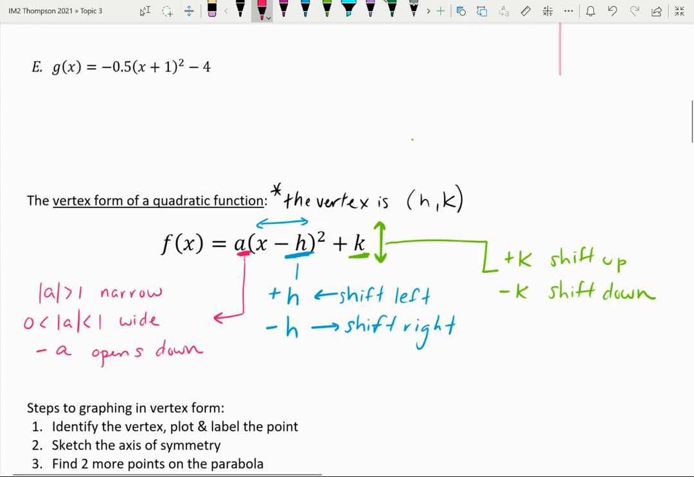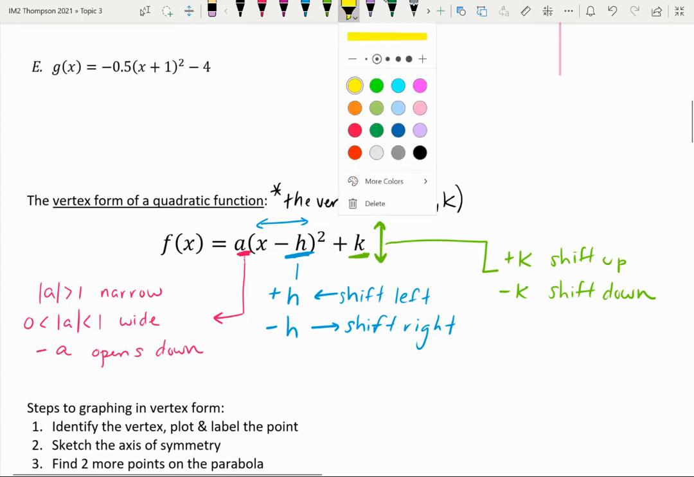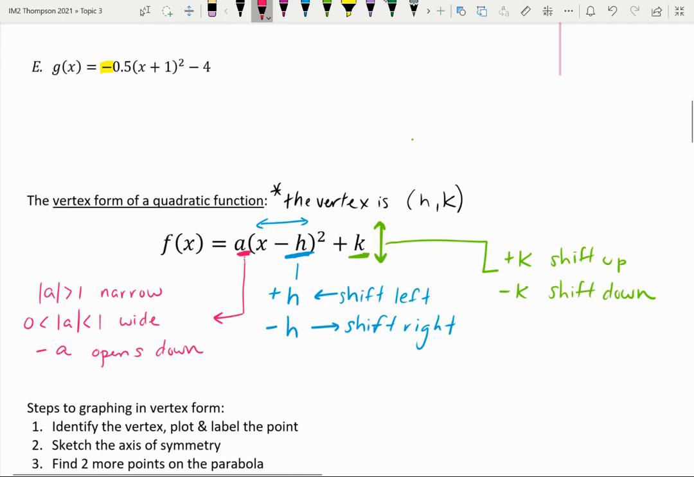The negative in front of the 0.5. The negative causes the graph to open down. It's technically called a reflection across the x-axis, but for today we're talking about it just opens down.